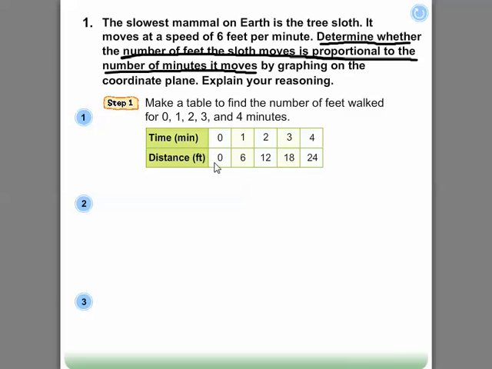So after 0 minutes, they went 0 feet. After 1 minute, we have 6 feet. 2 minutes is 12 feet. 3 minutes is 18 feet, and 4 minutes is 24 feet.